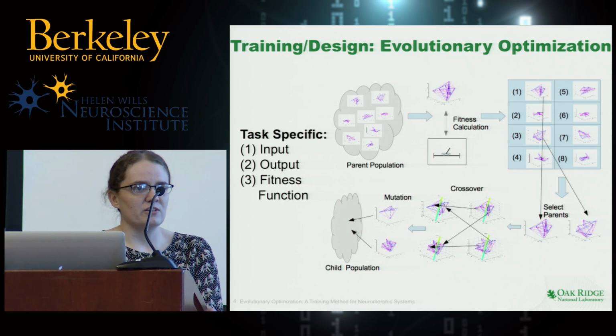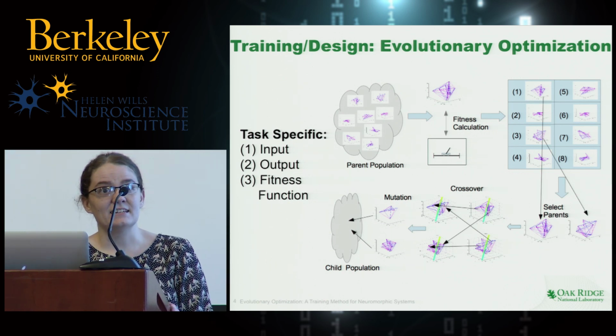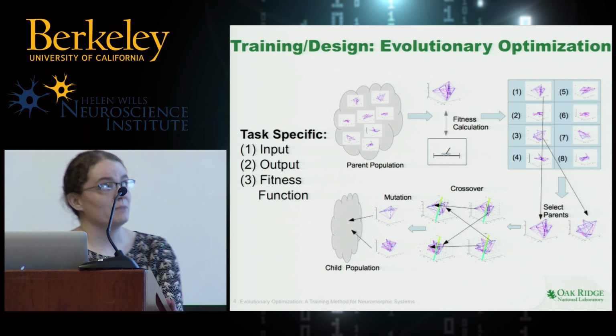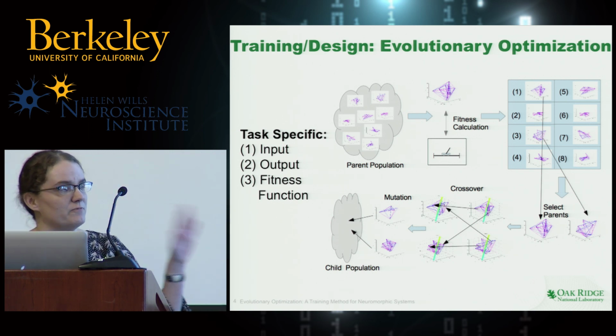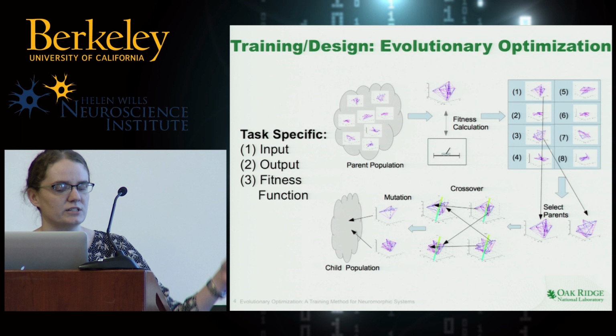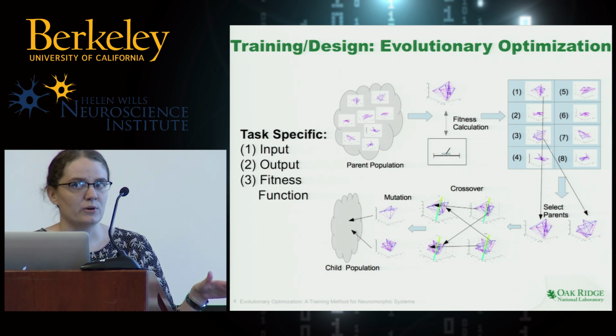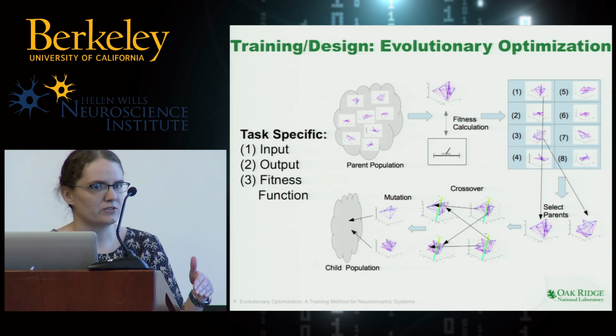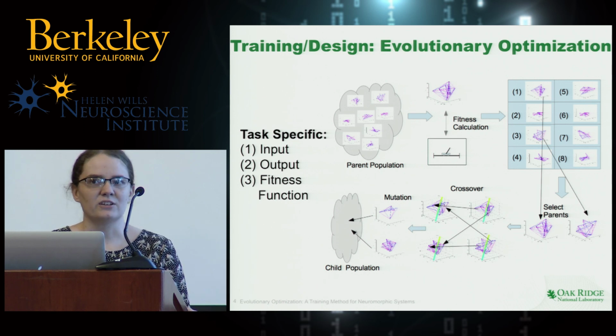So the framework that we use for both NIDA and DANA is an evolutionary optimization framework. It's a basic genetic algorithm where we have a parent population of networks, we have a fitness function that we have for each individual task, we evaluate every network using the fitness function, we rank the networks from best to worst, we do selection and reproduction to produce child networks.